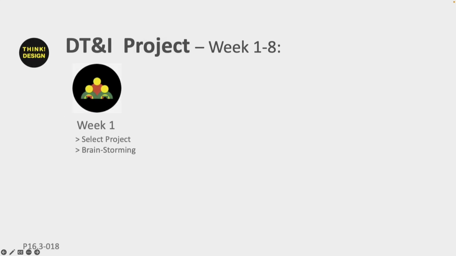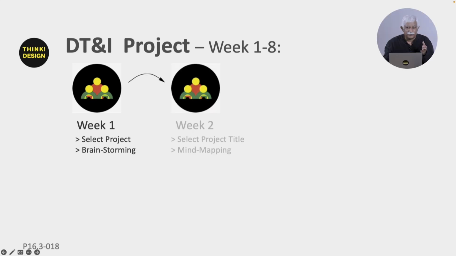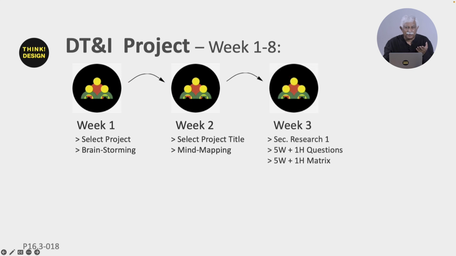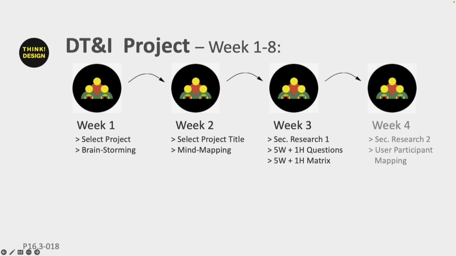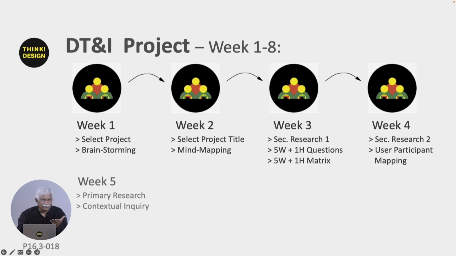Let's look at what we did in terms of project right from week 1 to 8. We selected the project, we did brainstorming. Again, if you didn't select in the first week, you could do it in the second week. You did mind mapping, you did secondary research, asked a lot of questions, did the matrix. Part 2 of the secondary research, you did the mapping of user participants.